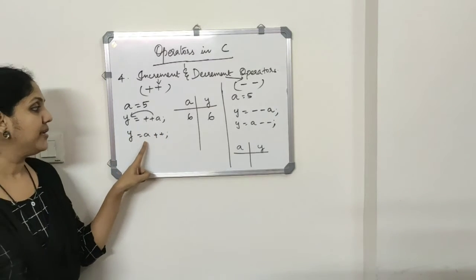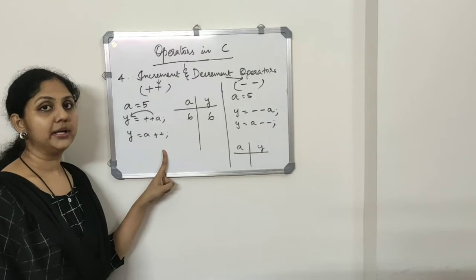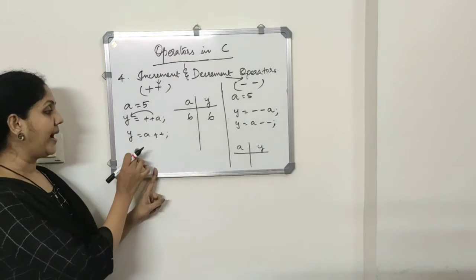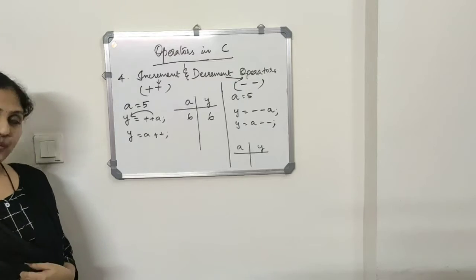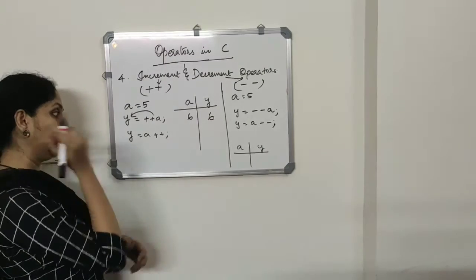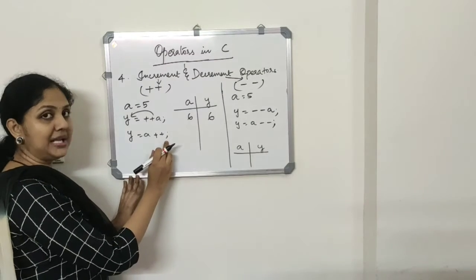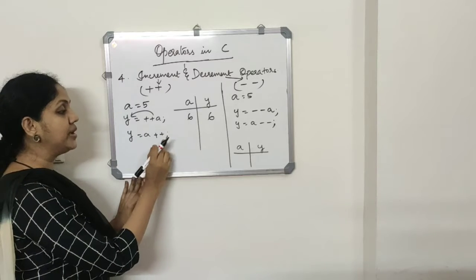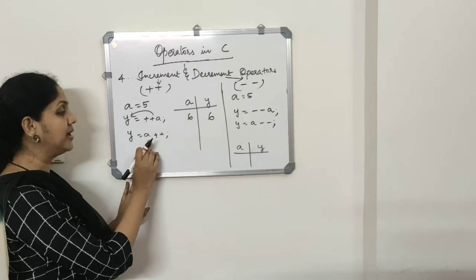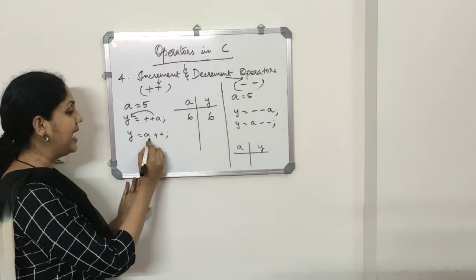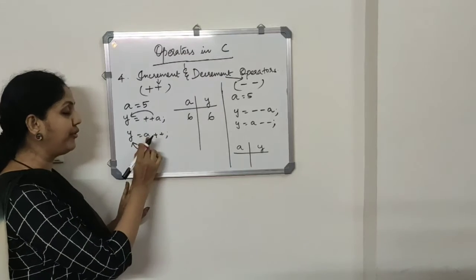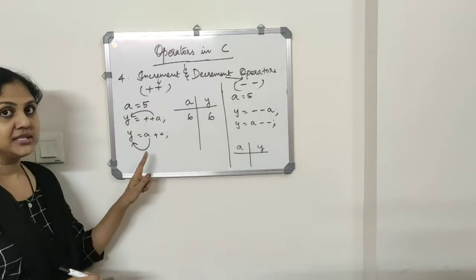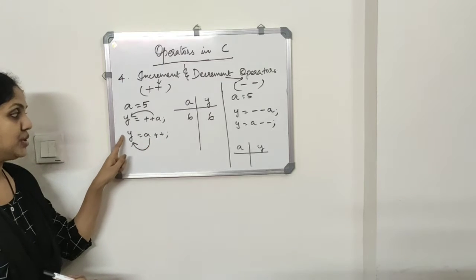Now what will happen if I give a post increment operator? This is an expression y equal to a plus plus. What will happen here? Here a plus plus. First it will not perform this operation. The first operation it performs is, it will assign the value of a to y. First it will assign the value of a to y.